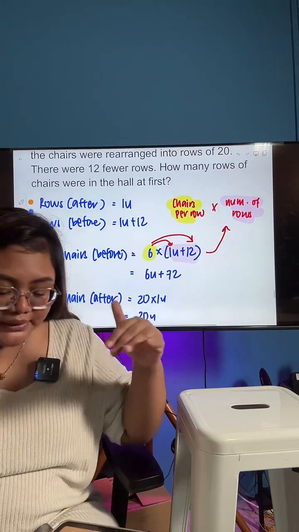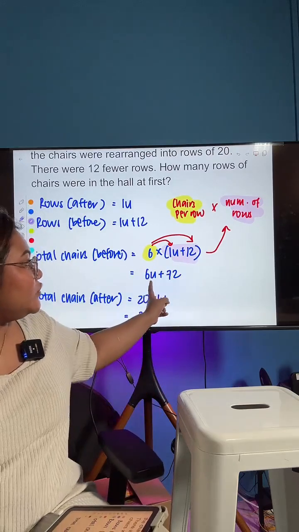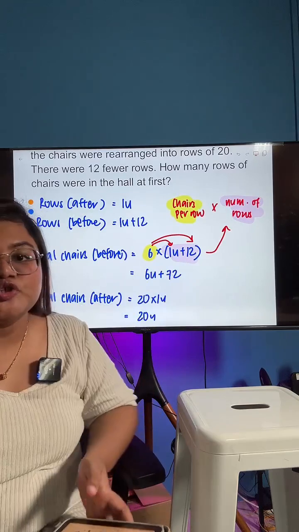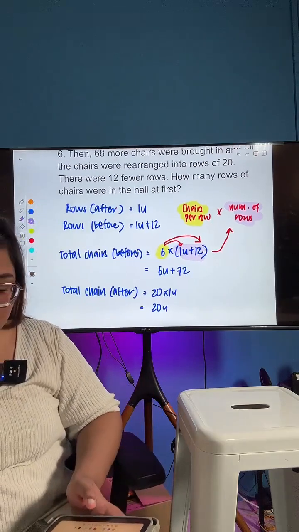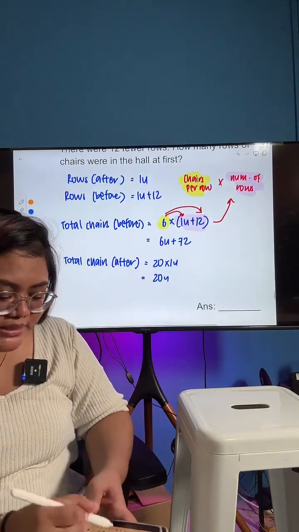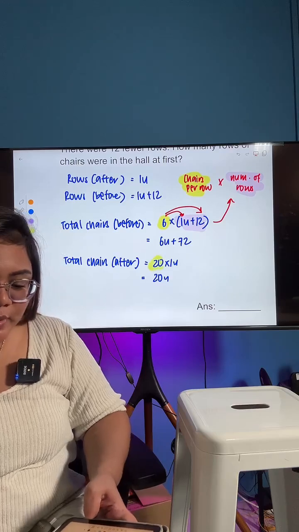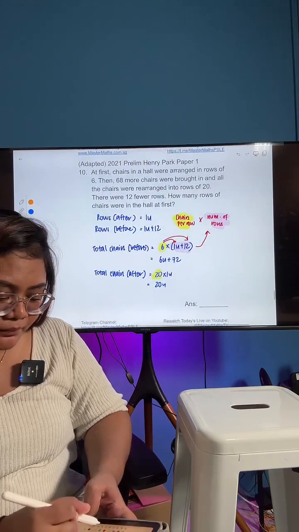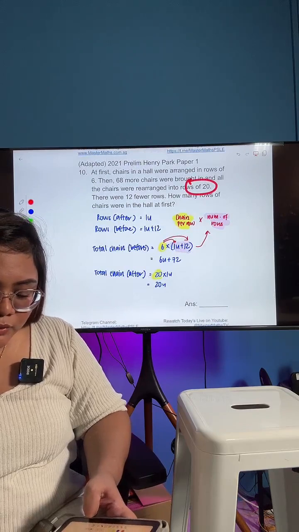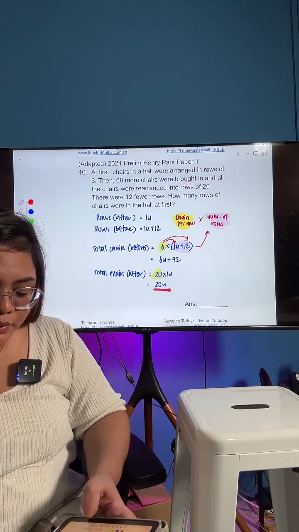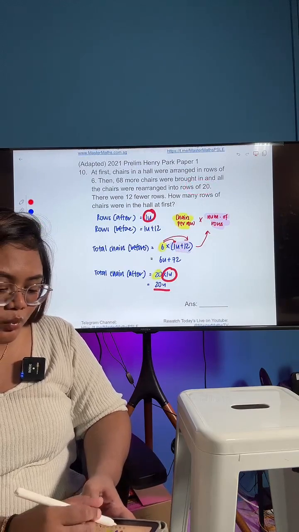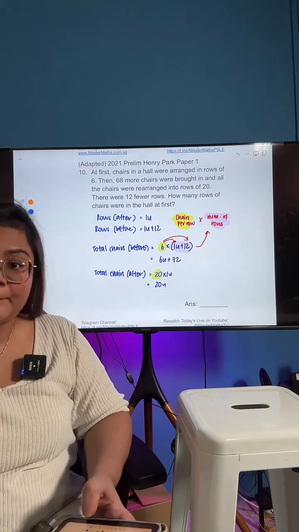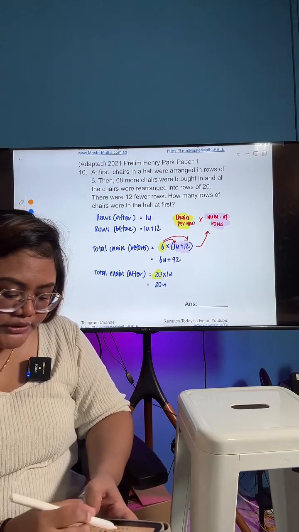Then you do the rainbow method. 6 times 1 unit is 6 units. 6 times 12 is 72. So the total chairs before is 6 units plus 72. I do the same: chairs per row is 20, the question told me. And total chairs after will be 20 units because I have 1 unit worth of rows. So right now I have 20 units.